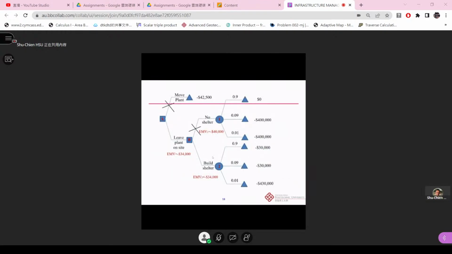So we can refer to here. We are going to build a shorter move plan, and leave the plant, for example 2. Clear, right? Because there is no cross node.